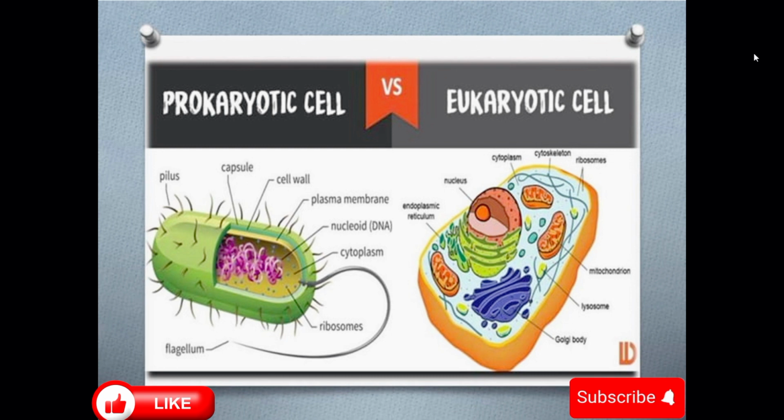Based on the presence and absence of the nucleus, the cells can be divided into two types. Prokaryotic cells, in which the nucleus and other membrane bound organelles are absent. And eukaryotic cells, in which a true nucleus as well as other membrane bounded organelles are present. Another classification is based on the number of nuclei within the cell: mononucleate having one nucleus, binucleate having two nuclei, and multinucleate having more than two nuclei.